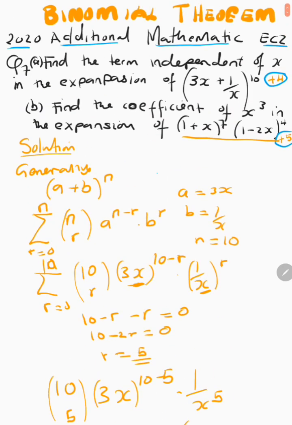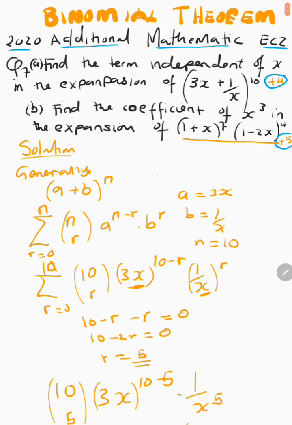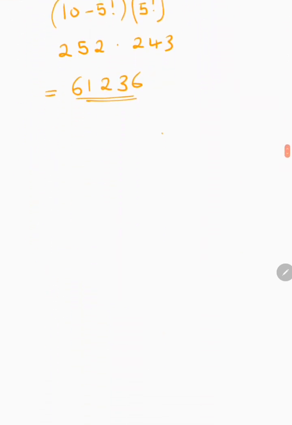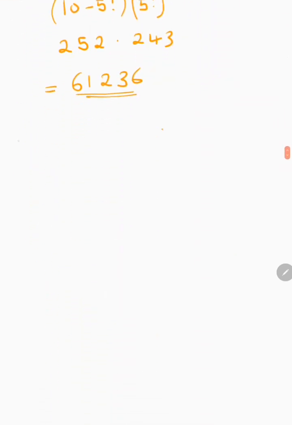Okay, so for the b part, find the coefficient of x cubed in the expansion of (1 + x)^7 + (1 - 2x)^4. So you have (1 + x)^7 multiplied by (1 - 2x)^4. So (1 + x)^7.